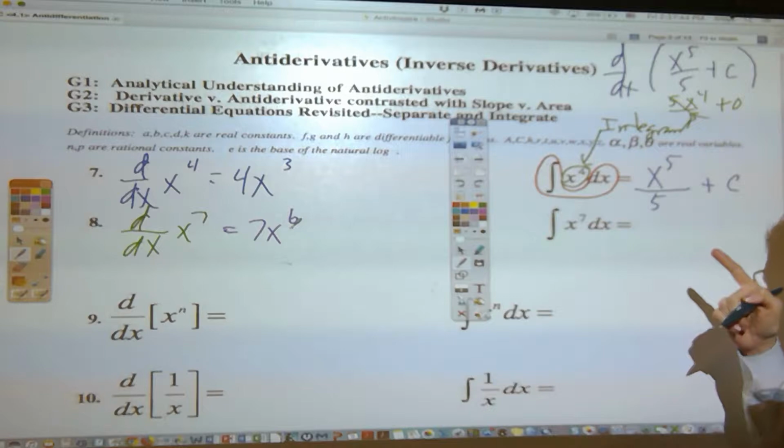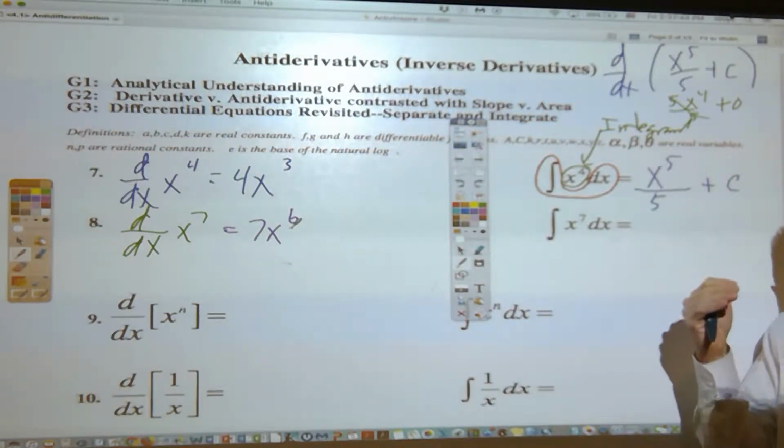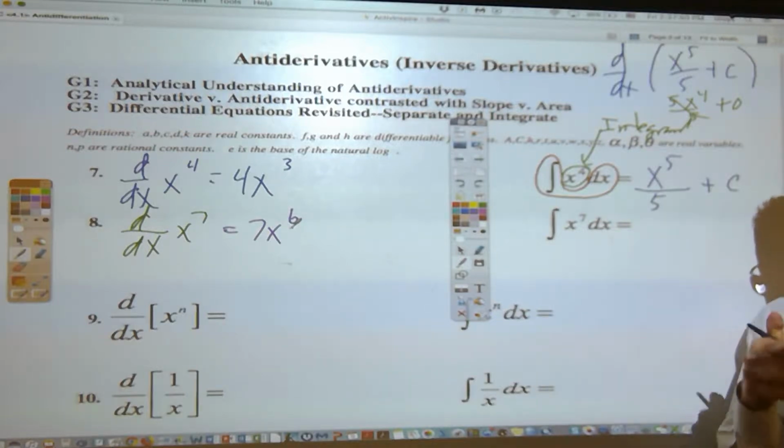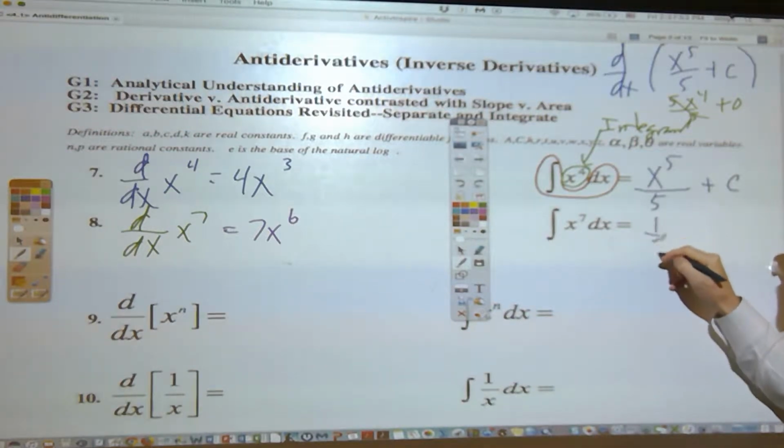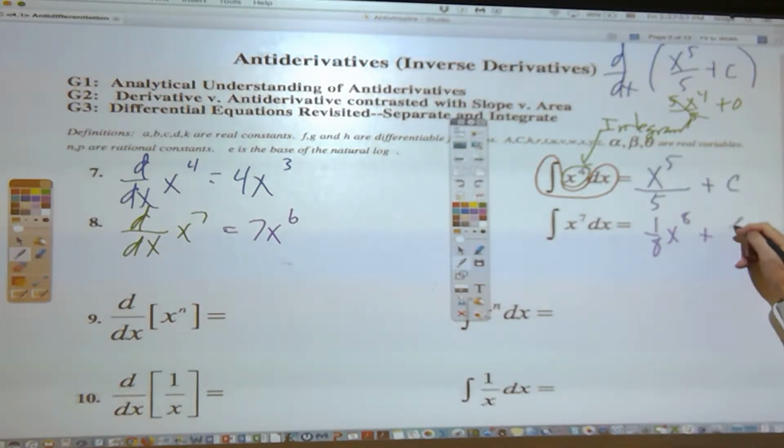Can someone tell me what the antiderivative of this is? What is the family of functions whose derivative is x to the 7th? Paul, you have it? 1/8 x to the 8th. Oh, plus c. Plus c.